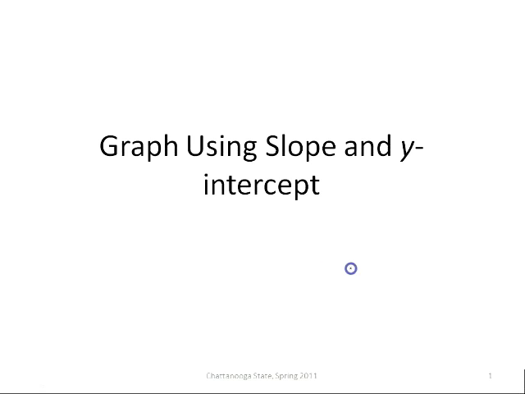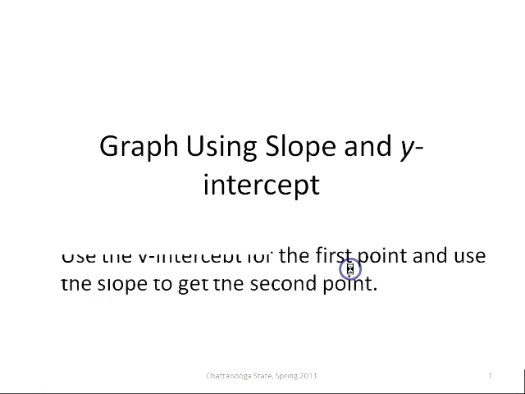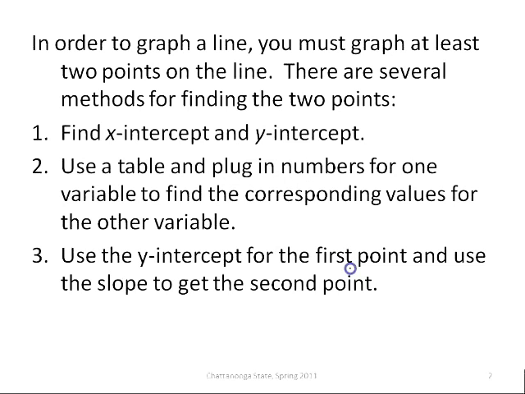Graph using the slope and the y-intercept. In order to graph a line, you must graph at least 2 points on the line. There are several ways you can find those 2 points.